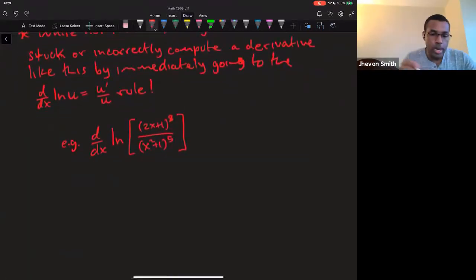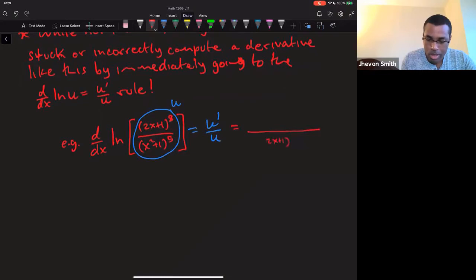A lot of students will be like, all right, well, this is like a u, isn't it? And they'll just immediately go into, okay, I'm going to do the u prime over u. So I need to just put the u down here, 2x plus 1 to the 8th over x squared plus 1 to the 5th, which of course they're going to flip and multiply. And then on top, we're going to find the derivative of 2x plus 1 to the 8th and x squared plus 1 to the 5th, right?